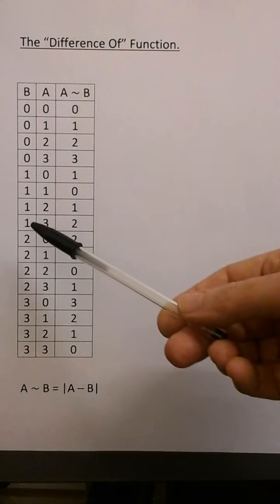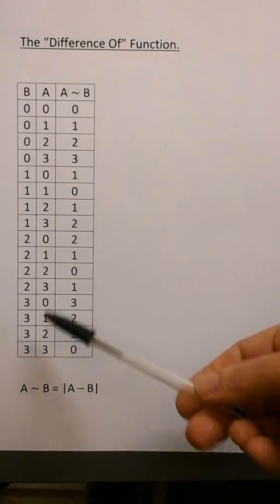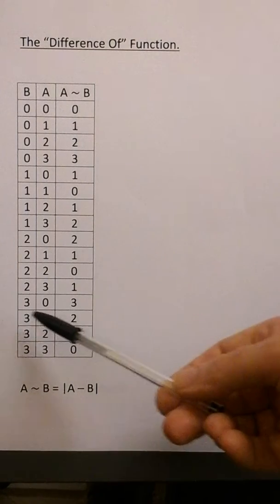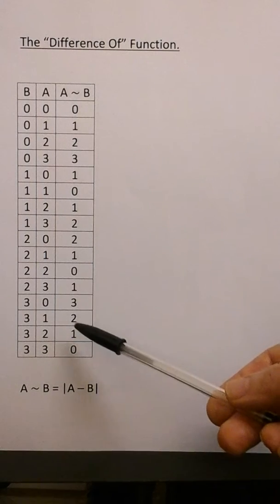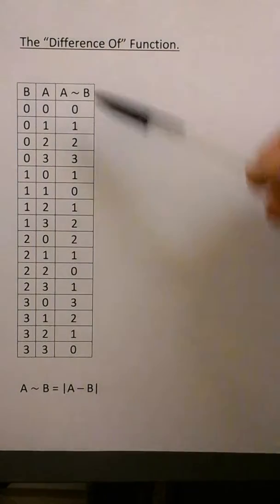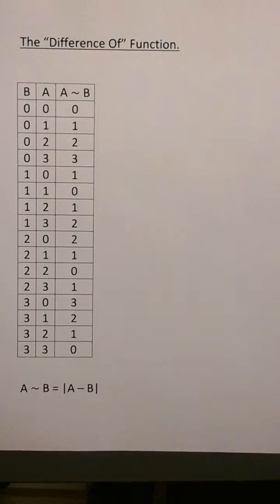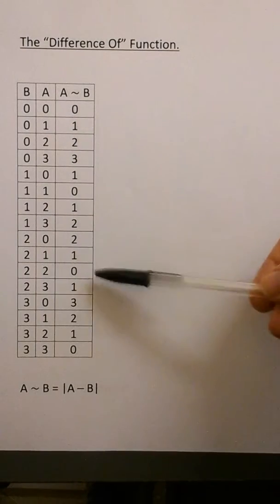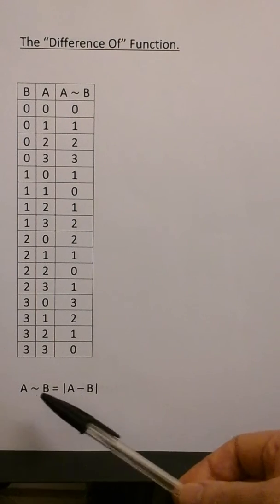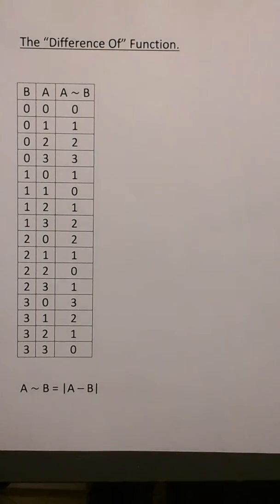So for example, 1 minus 3, A minus B is minus 2, but you ignore the sign and it's 2. So that's the input. It's a 2-input function only, and like I say, it's useful for comparing if two inputs are equal. I'm representing the difference function by a tilde between A and B.